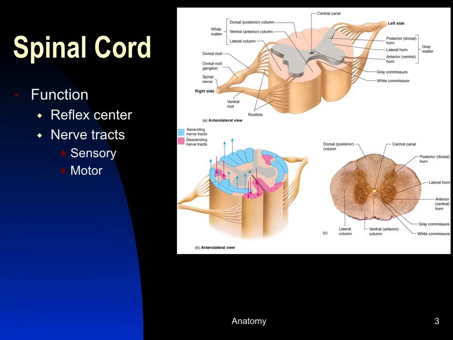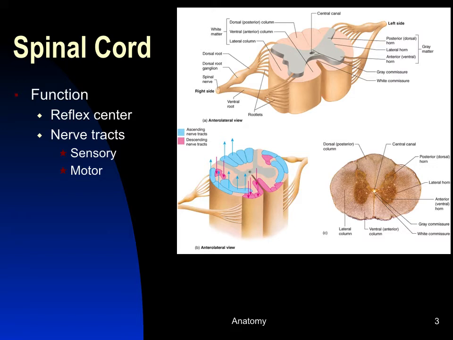Okay, the spinal cord functions. The gray matter in the center part functions as an area where there can be some synapses and there can be reflexes that are centered there. And so it's an important reflex center. And then the nerve tracts, that white matter, are sensory and motor nerves that are being carried up to the brain for sensory and down to muscles or glands for motor. And these are well mapped.